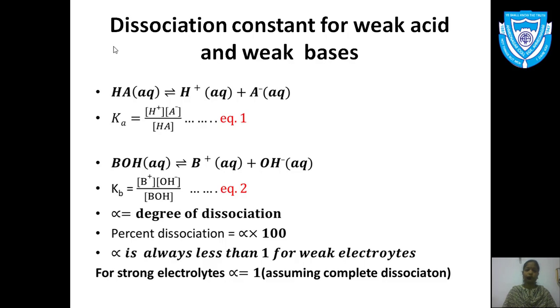Alpha is always 1 for strong electrolytes because the number of moles undergoing dissociation is the same as the total number of moles present. But in the case of weak electrolytes or weak acids and bases, alpha is always less than 1 because the number of moles undergoing dissociation is always less than the total number of moles. Hence the numerator is less than the denominator. The value of alpha is always less.